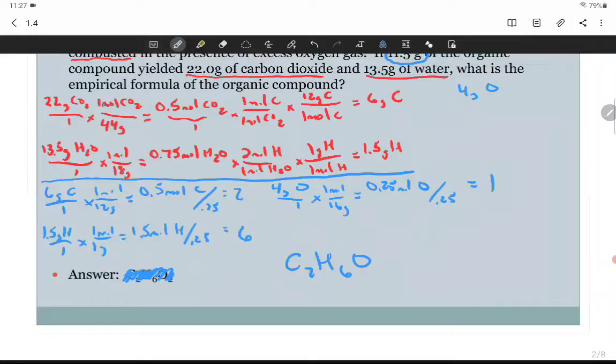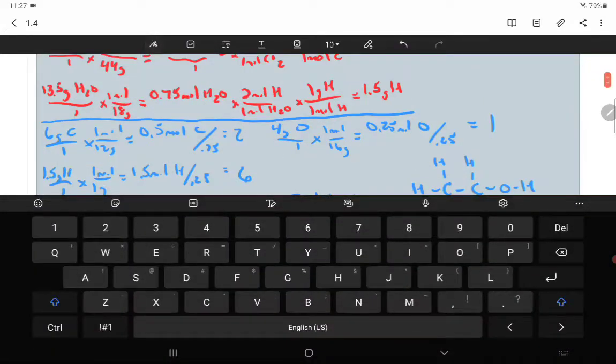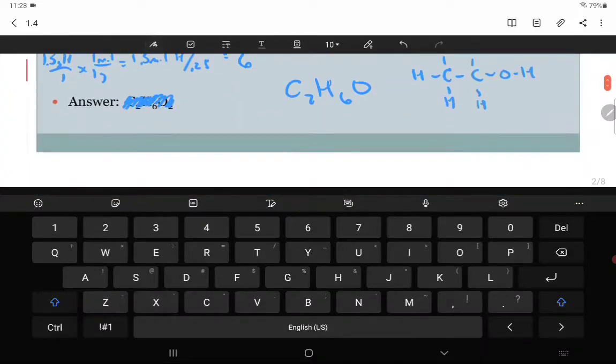You don't have to know this yet, but you will. It would look like, we'll get there, we're not quite there yet. It's going to look like that, and that is actually called ethanol, or ethyl alcohol. Okay, so that is definitely lots of labor to do that kind of question.